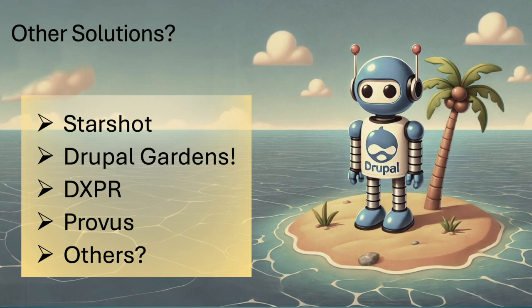There were other things. Anybody remember Drupal Gardens? I thought it was kind of cool. It was something that Acquia came out with in early Drupal 7 days, I guess, like a Drupal-driven Squarespace kind of thing, a service like that. And more recently, DXPR and Provus are projects, modules, themes, setups that take care of lots of this, and there's others.